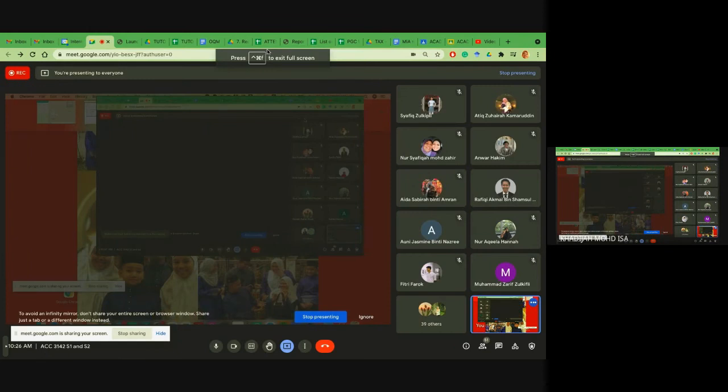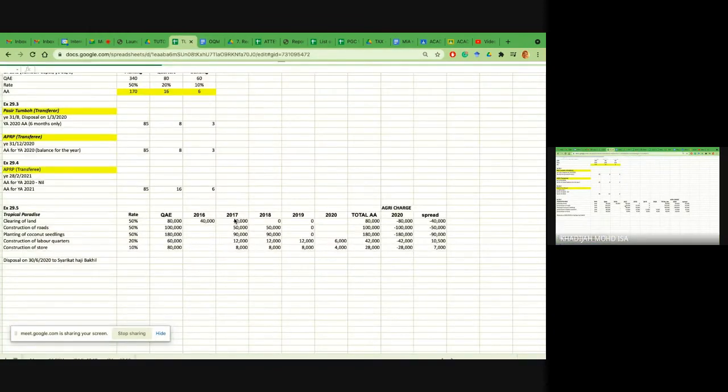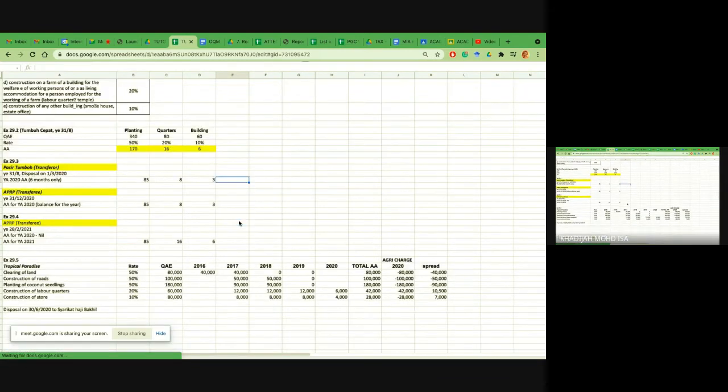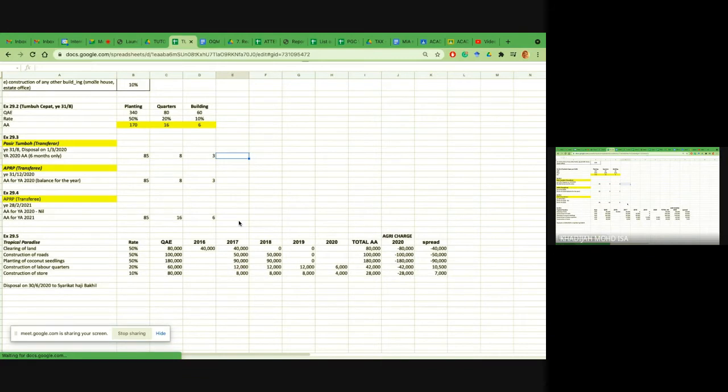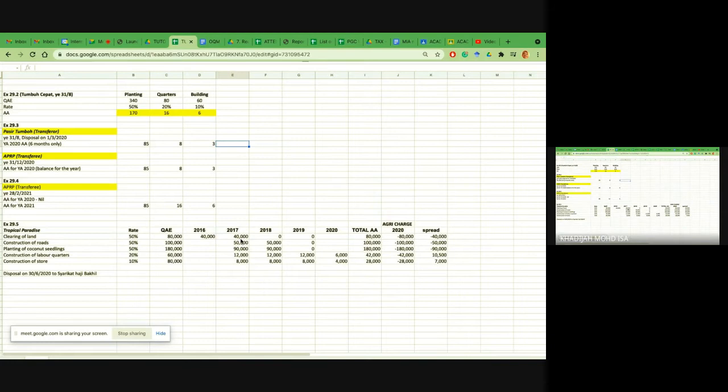Tropical Paradise, right? Example 29.5, where I have 2017. Can you see my Excel? Yes, madam. Okay. I will try to enlarge it. I do not know. My internet is a bit lagging. Is it every time?